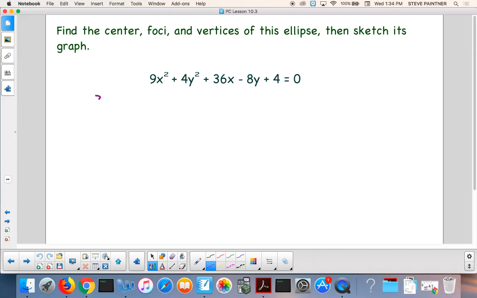So it's probably smart to just say 9x squared plus 36x plus 4y squared minus 8y. Keep the x's and y's together on one side, get the constants out of there. So I'm going to take that 4 and subtract 4 from both sides.